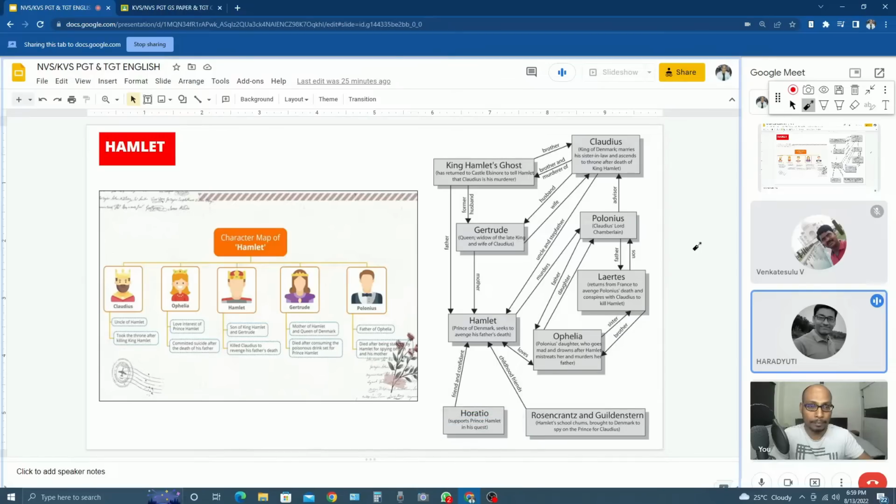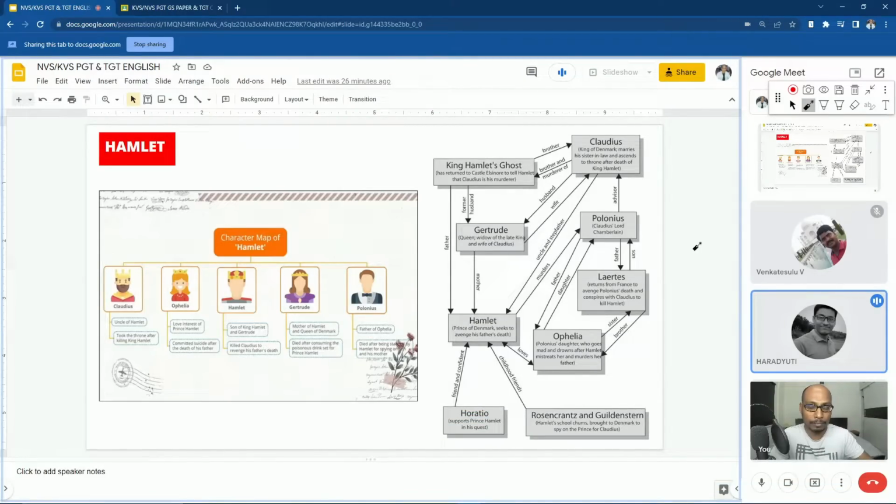Sir, why did Hamlet reject Ophelia, though they are in a love relationship? I know that his father has been killed and murdered, but still, as they are in intimacy, they are in love. So why has Hamlet rejected Ophelia?